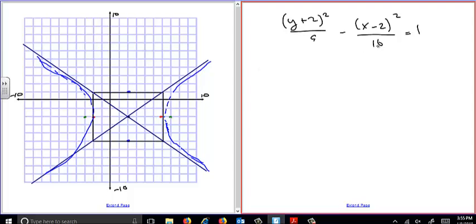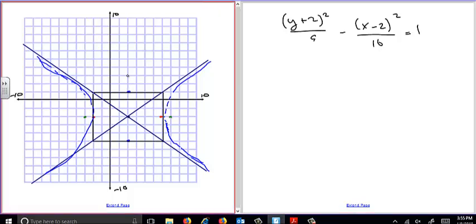I still go 4 units in the x direction. Now these points would not be vertices anymore. These would just be points on the non-transverse axis. Now, because y squared is positive, you're going to have a vertical transverse axis. So the focal points are still going to go 5 units: 1, 2, 3, 4, 5 here, and 1, 2, 3, 4, 5 down there. So those are the foci.